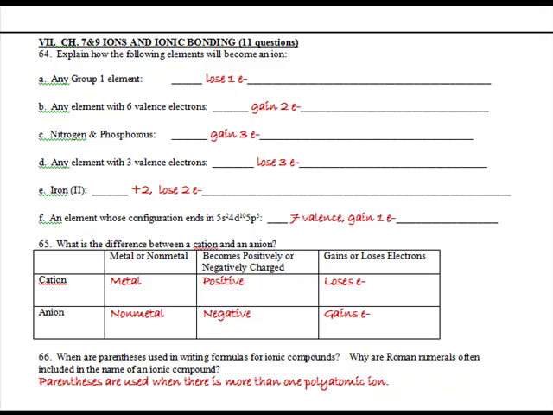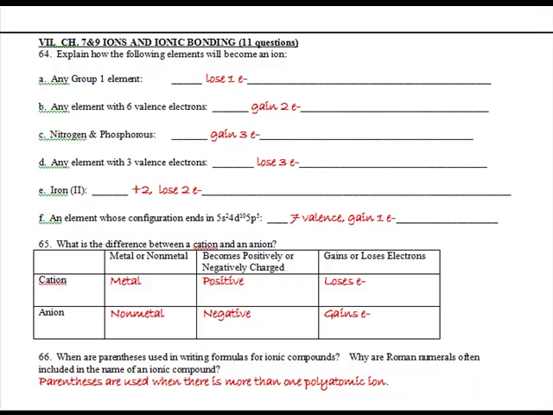Alright, part 7. This is going to be going over chapter 7 and part of 9 with the ions and the ionic bonding. Alright, 64 says, explain how the following elements become an ion. Remember, everybody but the noble gases are not happy with their situation. They want to do something to get the octet. So they're either going to give up or gain electrons, or they're going to do what the covalent guys do. They're going to share electrons to get the octet.